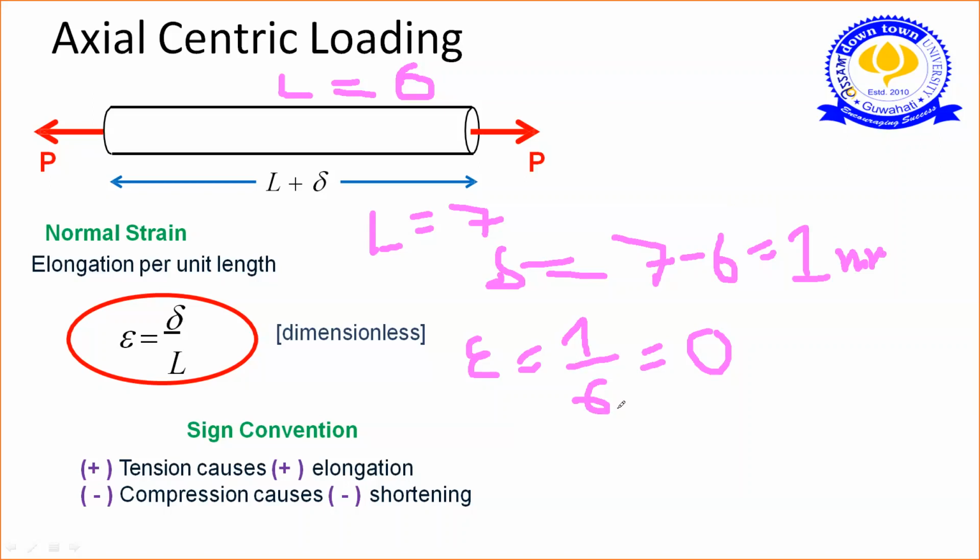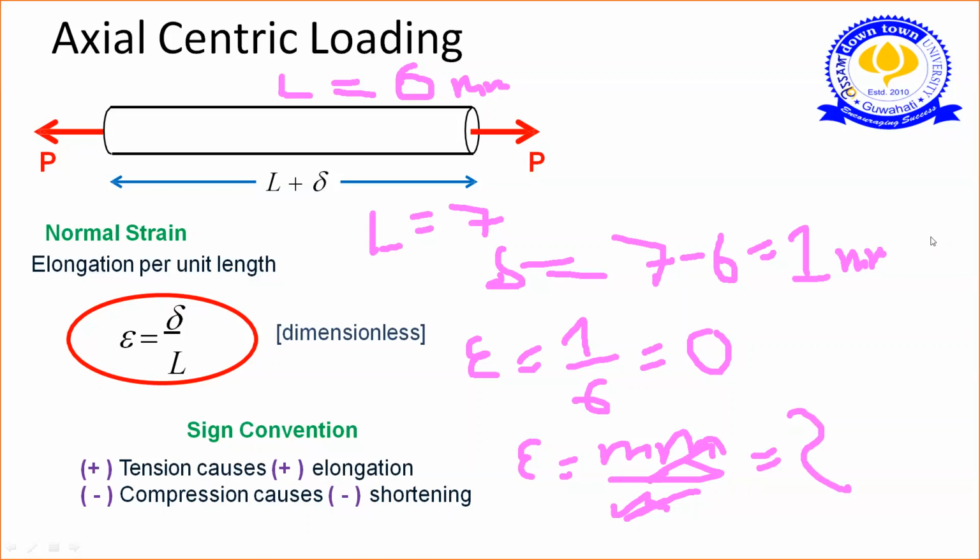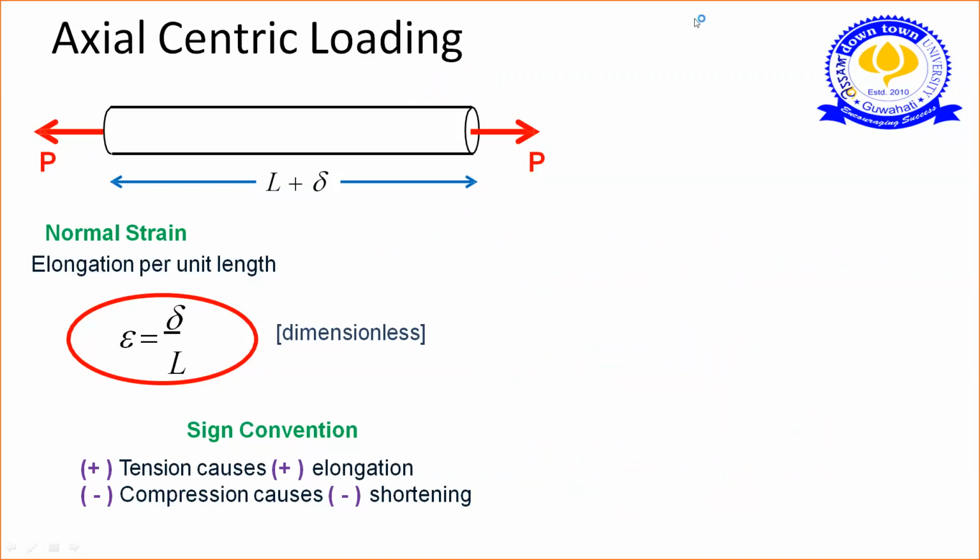And how does this become dimensionless? Suppose this is in mm, and this is also in mm. Suppose I am taking all this in mm. So this will be in mm, 6 is also in mm. So mm will cancel out, no dimension, so it will become dimensionless. Clear this part? Okay. So this part is clear. What is normal strain? Change in length by original length.